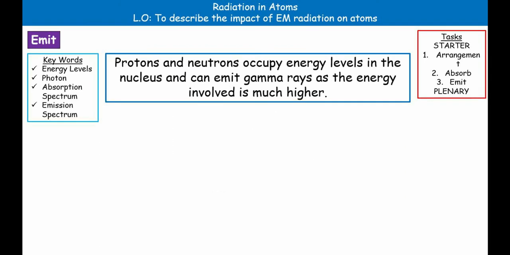The last thing we really need to consider are our protons and neutrons. Now, I know that where we've drawn those diagrams of the atom, we just draw them like a blob in the centre. But actually, protons and neutrons will occupy energy levels within the nucleus itself, and therefore they can also see these changes. When the protons and the neutrons are undergoing these changes, they can emit gamma rays because we're talking about much higher levels of energy being involved. So make sure that sentence is in your book. I'll just give you another 15 seconds if you've not got it already.